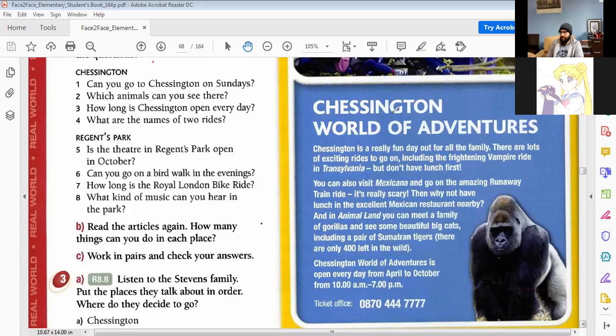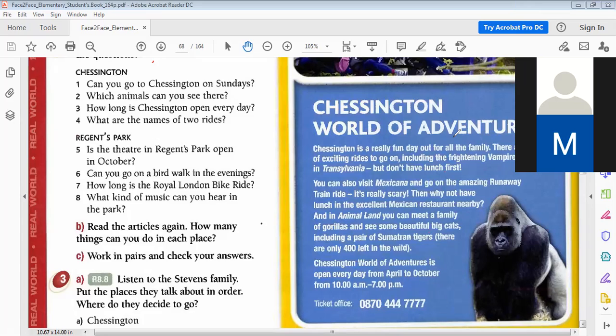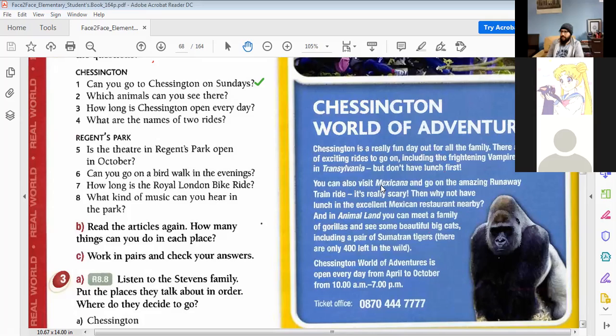Yes, you can. Okay, correct. So yes, you can. Okay, which animals can you see in Chessington? You can see a family of gorillas. Gorillas, okay. And big cats. Tigers. Some tigers. Sumatran tigers. So there are also Sumatran tigers.